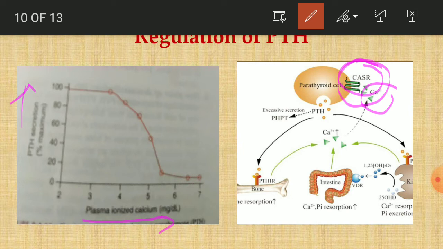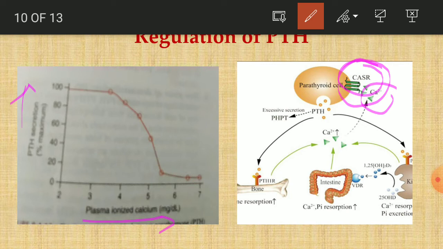But not only ionized calcium itself, there are certain other regulators of parathyroid hormone release. These are plasma phosphate. The relationship of parathyroid hormone and plasma phosphate is directly proportional. That means phosphate ions, unlike calcium, stimulate parathyroid release.